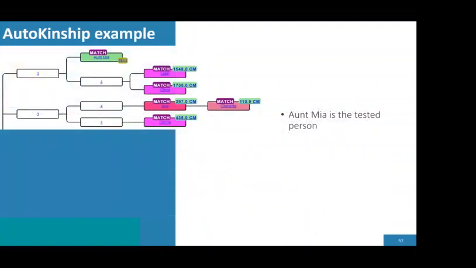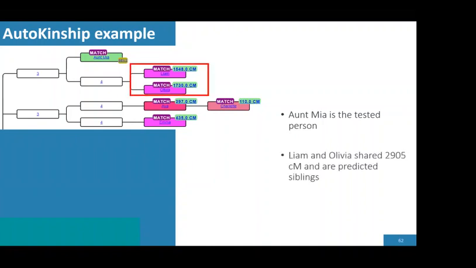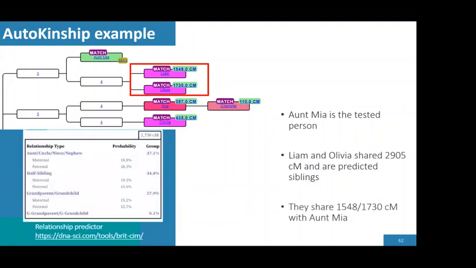Here's an example of auto kinship. Here we have a reconstructed auto kinship tree performed for my great aunt Mia. Liam and Olivia share more than 2,900 centimorgans and are predicted siblings. They share on average roughly 1,600 centimorgans with Aunt Mia, and one of the relationship options is a niece-nephew relationship.